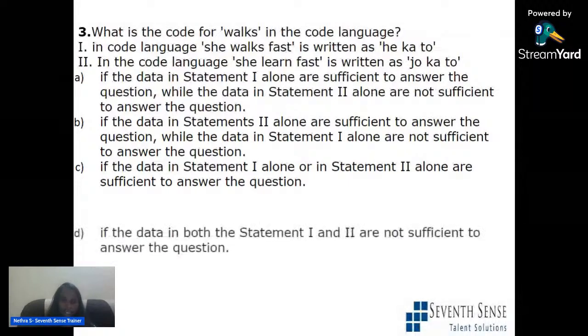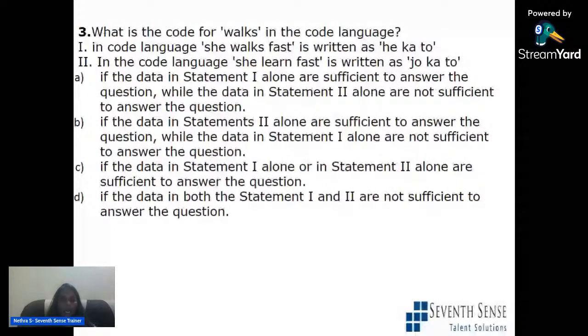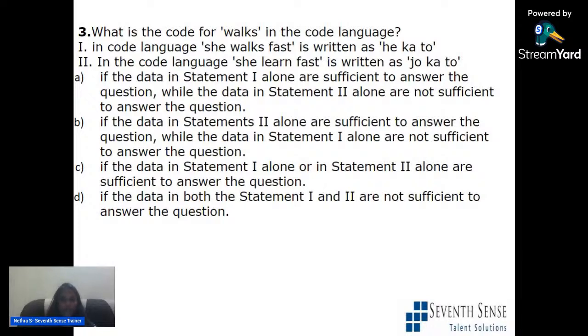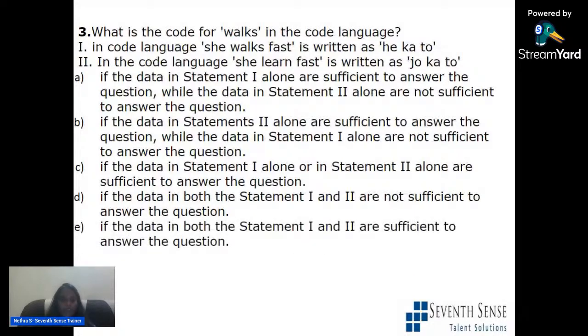And option D is if the data in both statement 1 and 2 are not sufficient to answer the question. And the fifth option is if the data in both statement 1 and 2 are sufficient to answer the question. Just read the question and statements properly, and select the correct option. Read the statements, question and options carefully, and try to answer correctly.